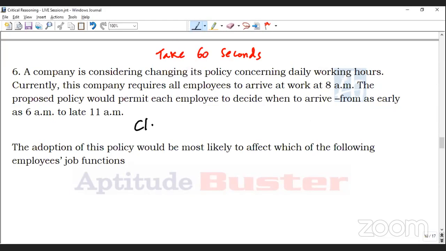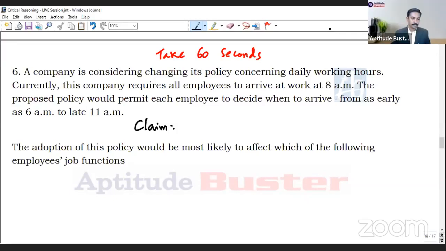We're able to get the claim of the argument now. It's 2 sentences. A company is considering changing its policy concerning daily working hours. Currently, this company requires all employees to arrive at 8 a.m. The proposed policy would permit each employee to decide when to arrive from as early as 6 a.m. to 11 a.m. Pretty much easier to understand. The text is much simpler.